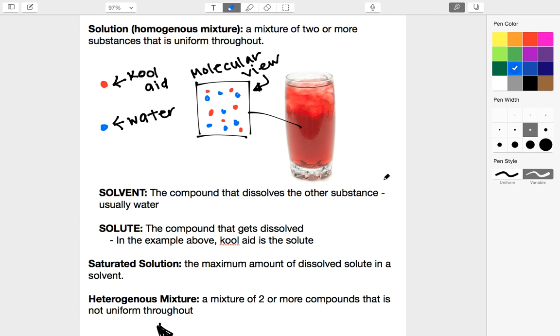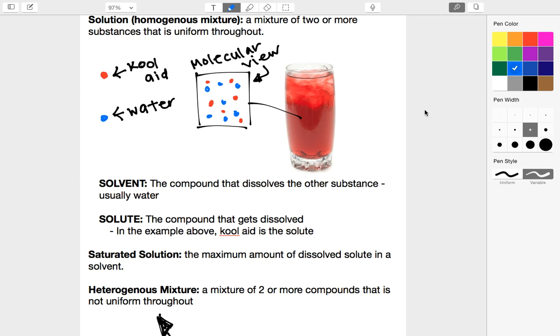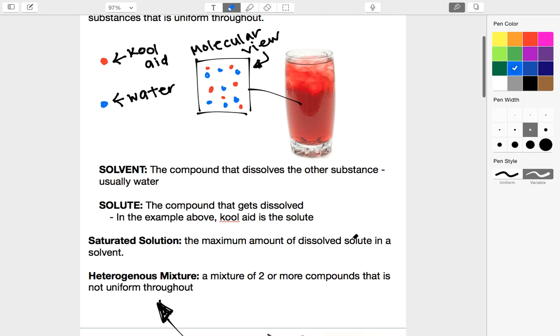There are many types of solutions you can have. A more specific one would be a saturated solution. That's when you have the maximum amount of dissolved solute in a solvent. So let's say I have this glass of Kool-Aid and I'm going to add Kool-Aid powder until there are a couple of tiny Kool-Aid crystals in the bottom. Then I probably have a saturated solution. None of these Kool-Aid crystals are going to dissolve anymore. They're just going to sit at the bottom. That means I have a saturated solution.